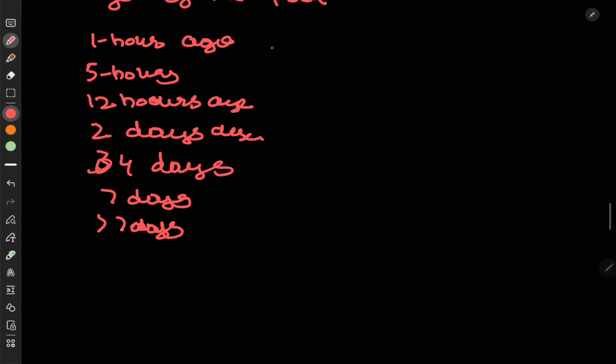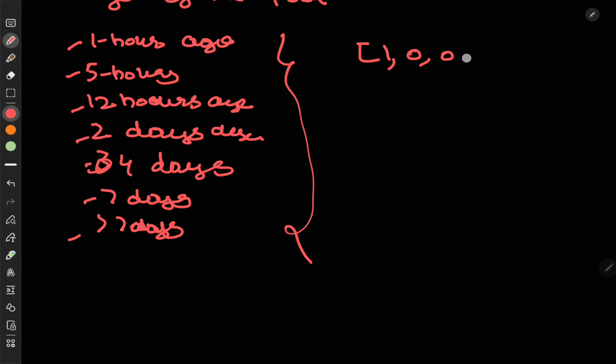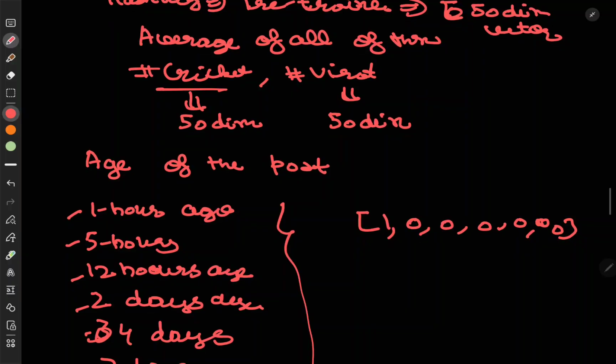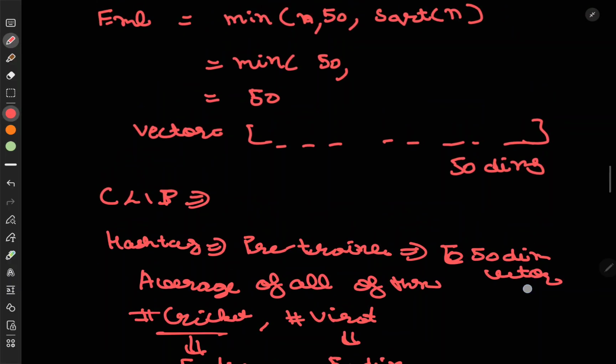So we can bucketize, we can divide them into categories. For example, if a user has posted recently, that could be represented using just a vector which is like, let's say, 1 2 3 4 5 6 7. So just a 7 dim vector we can use, and we can represent the post like 1 0 0 0 0 0 0. So this is how the age of the post could be represented. So we can use here bucketization plus one hot encoding.